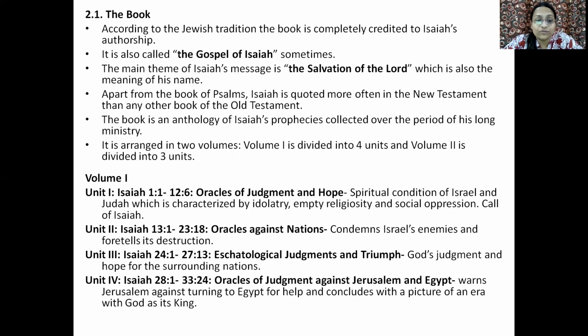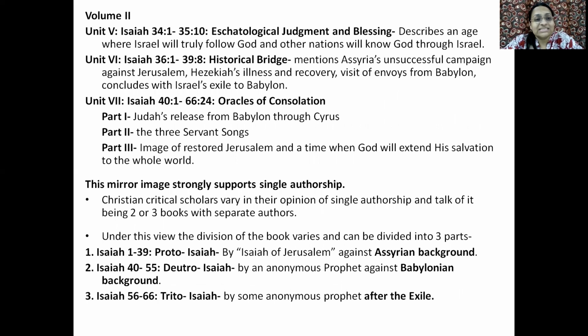Then we have the fourth unit, that is Isaiah 28 verse 1 to 33 verse 24. It talks about the oracles of judgment against Jerusalem and Egypt. Here he warns Jerusalem against turning to Egypt for help and concludes with a picture of an era with God as its king. Now let's look into the second volume. The second volume has three parts, as we said.